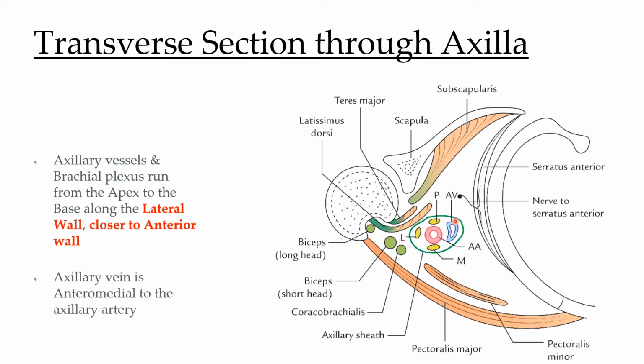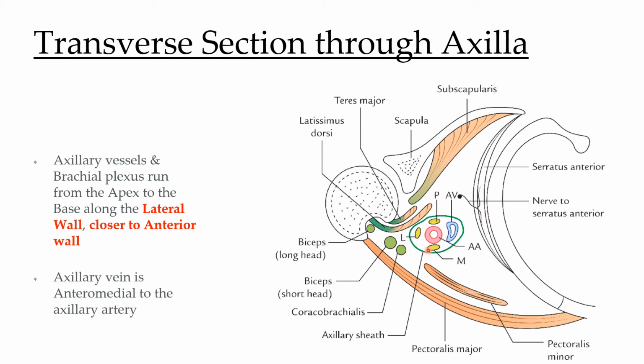Now this green color line which you can see represents the axillary sheath. This axillary sheath is formed because of the prolongation of deep cervical fascia into the upper part of the axilla, enclosing the first part of the axillary artery and axillary vein.